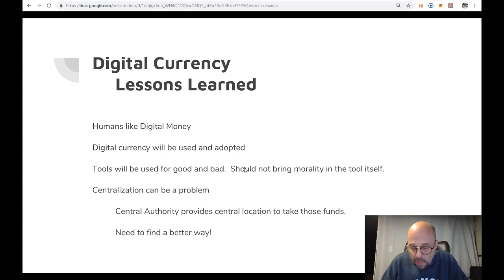So, things that we learned. Okay, let's think about this for a second. Humans like digital money, and digital currency is going to be used. It's going to be adopted. And just because you have a tool, you shouldn't let your morality judge the tool. The tool can be used for both good things and bad things. We hear this same argument with guns. It's the same thing with digital currency. Don't hate the tool, hate the person that's using the tool for the bad reason. That would be my recommendation for you. So hopefully that makes sense to everyone.